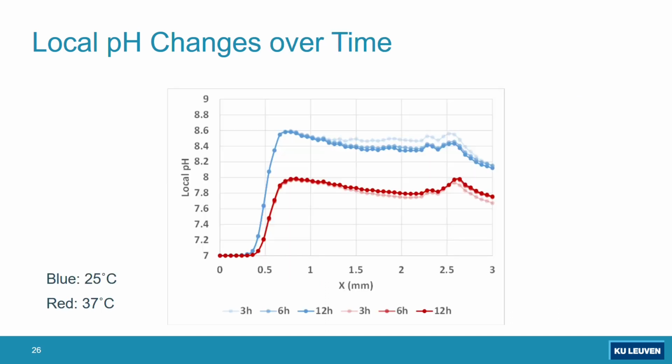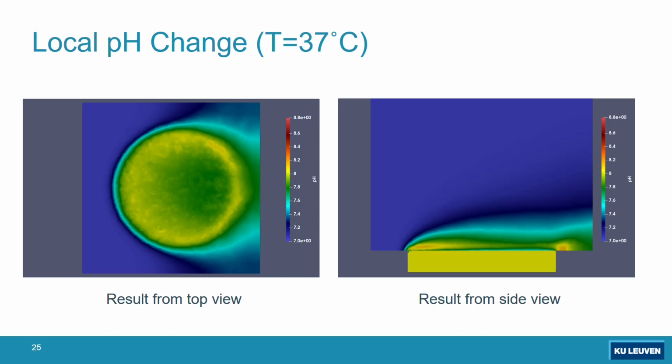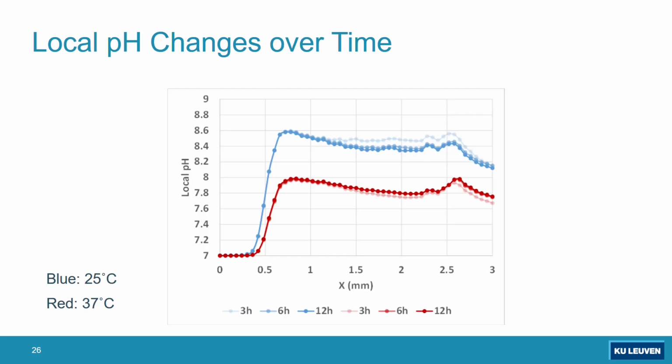And this is for another temperature, showing that the model is able to capture even the effect of temperature on this local pH evolution, which is very interesting for chemists usually. And these are also quantitative results showing the difference at different temperatures over time. This is in a short time window, in 12 hours only.